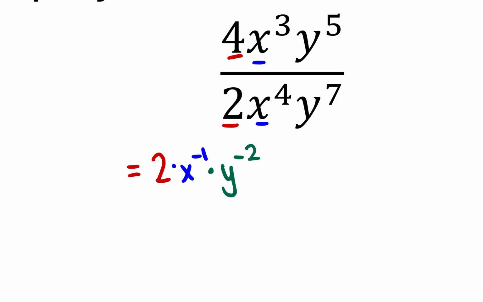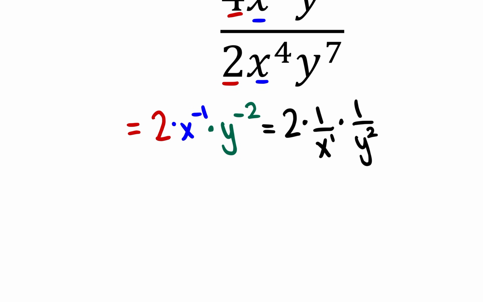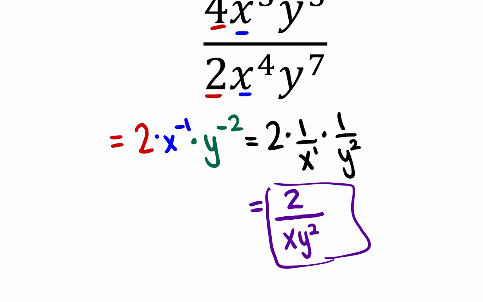And again, I do not want negative exponents, so I will go ahead and place them down below. So I have 2 remains the same, times 1 over x to the first power, times 1 over y to the positive second power. Keep in mind that we do not need to write down the first power, so the final solution for this one will be 2 all divided by x times y to the second, and that's going to be my final solution.